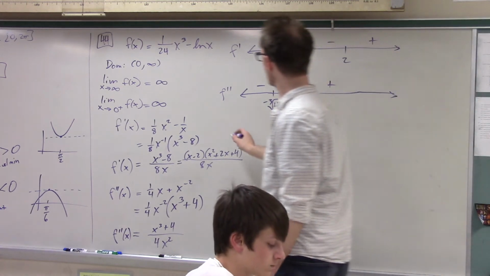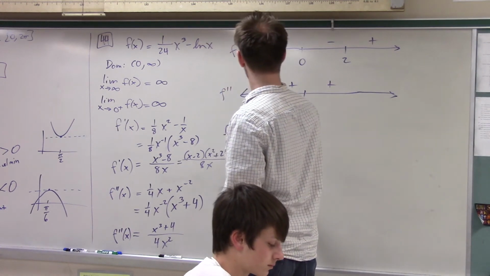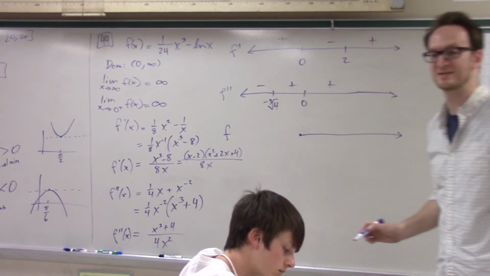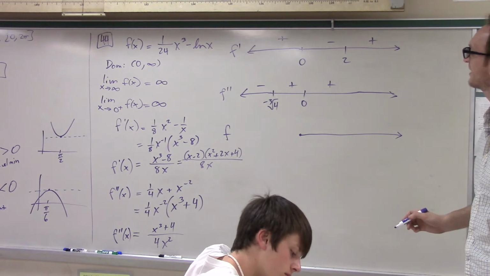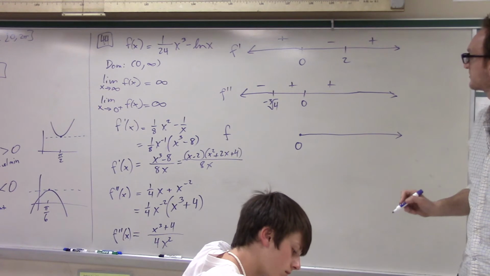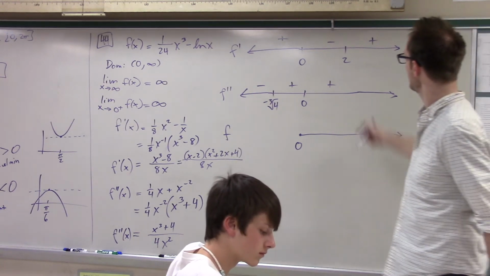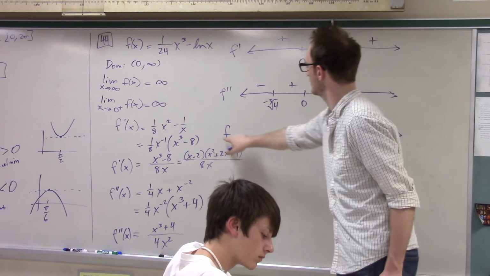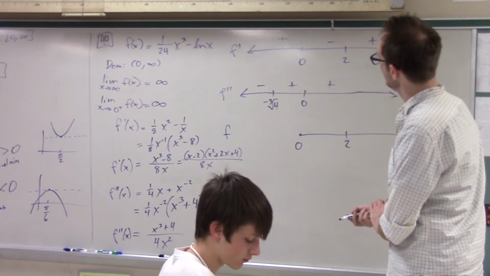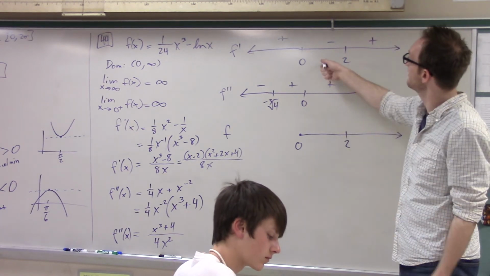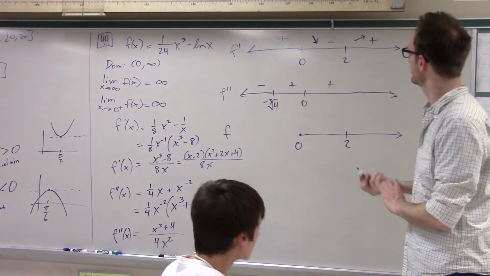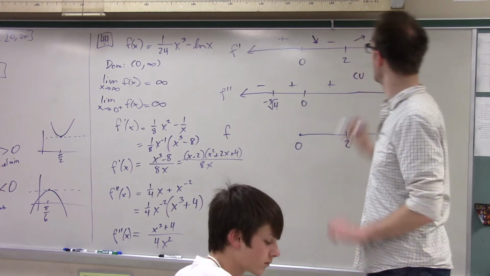Now when it comes to superimposing them to make an f number line, I will heed the wisdom of my students and only begin at 0, because after all the domain of the function is just from 0 to infinity. It turns out the relevant numbers to understanding the shape of this curve are just 0 and 2. So what is happening? My chart tells me that my function is decreasing on the interval from 0 to 2 and increasing on the interval from 2 to infinity, and that this function is concave up.